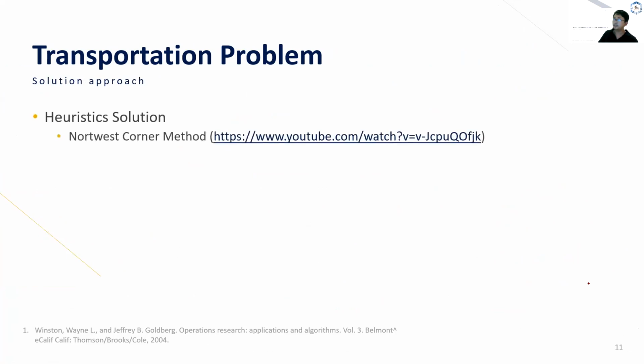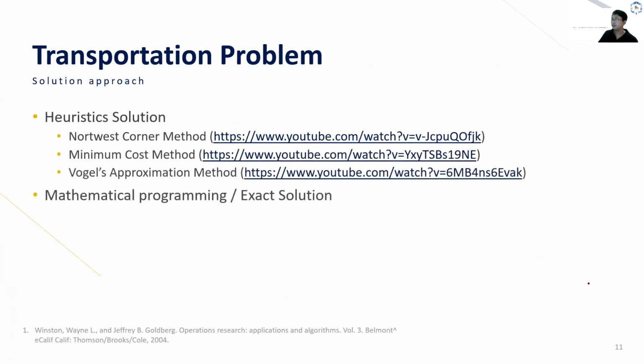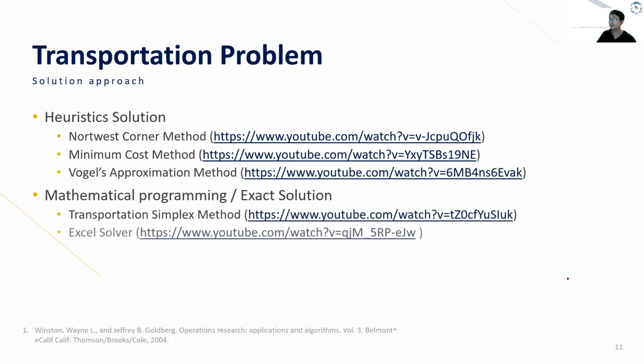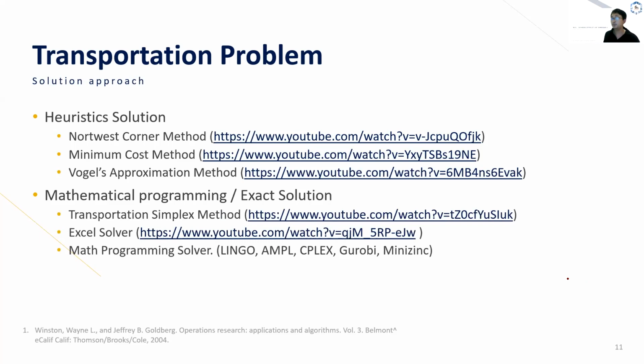Now we talk about solution approach. I have several videos here. We can categorize the approach for transportation into two types. First is the heuristics approach, which will show you how we can get a feasible solution. It means a solution that can really be implemented and does not violate any constraint, but it may not be optimal.